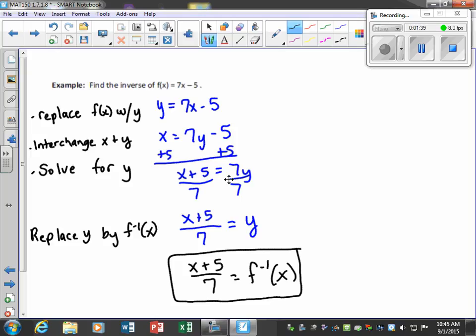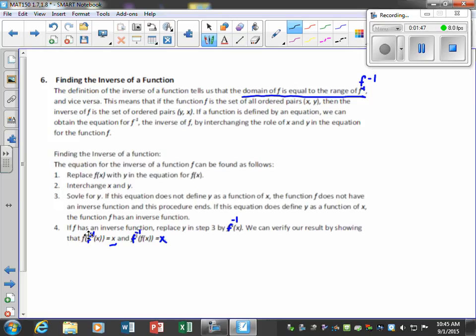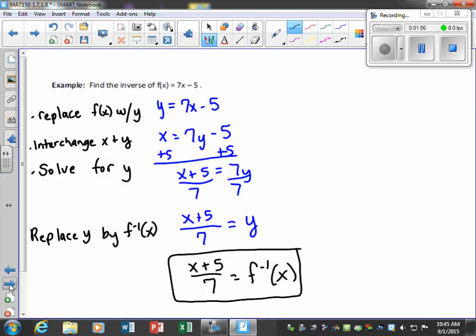We can use the definition to verify this. Let me flip back on this other page where it's written. f of the f inverse of x should equal x, and the f inverse of f of x should equal x if we did that correctly. So just for extra practice, you can do that on the side, but we were just asked to find the inverse. Okay, let's look at another example.